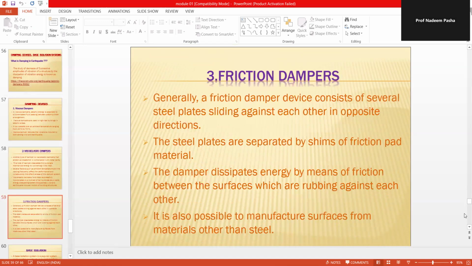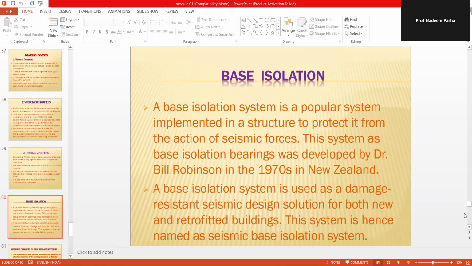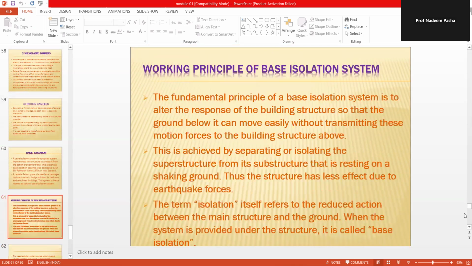Finally, we have seen the friction damper, in which friction is the main culprit. Apart from that, steel plates and other materials can also be used for friction dampers. Last but not the least, we have seen the base isolation system, which was developed in the year 1970 by the scientist Dr. Bill Robinson of New Zealand. So what exactly does this base isolation system do? It isolates the base from the structure, and it is generally present at the basement's wall and column. So it is isolating itself from the superstructure, as a result of which the building will start moving in a horizontal direction.